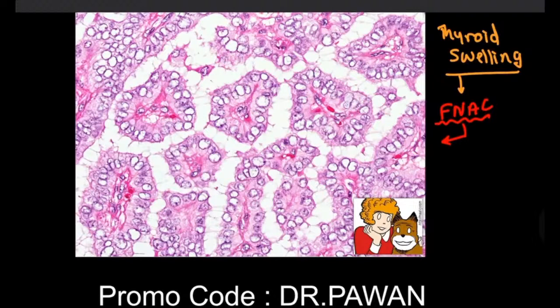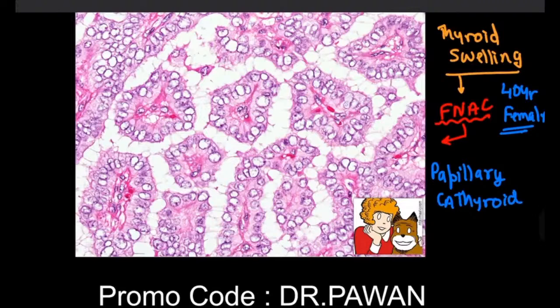So I hope you got my point, right? To make it interesting, let's give you a scenario where there is a 40-year-old female who is coming to you with a thyroid swelling, and when you did an FNAC of this patient, you saw this slide. Now can you please tell me guys, what is the diagnosis of this particular patient? If you're thinking that this patient is suffering from a papillary carcinoma of thyroid, you are absolutely correct guys.